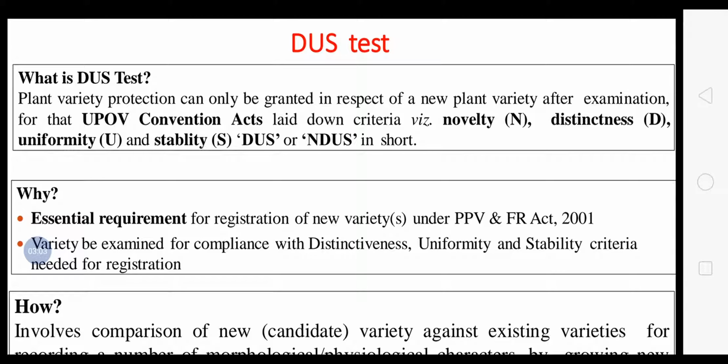DUS testing is conducted for farmers' varieties, breeders' varieties, or any other varieties given by an institution which may prove new or distinct from the already existing varieties. And one more thing, essentially derived varieties can also be brought under varietal registration, because these are somewhat new varieties as compared to the already existing varieties.